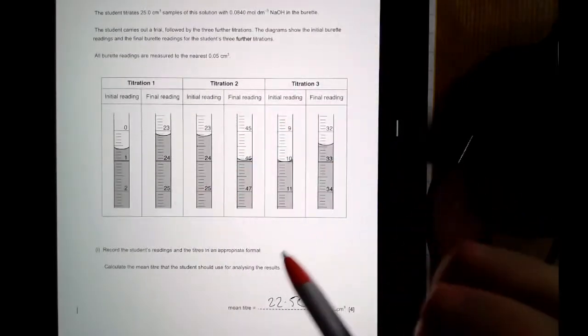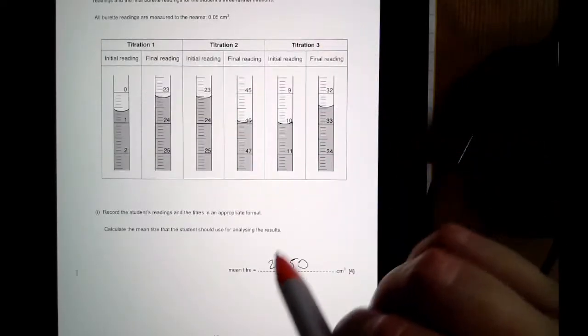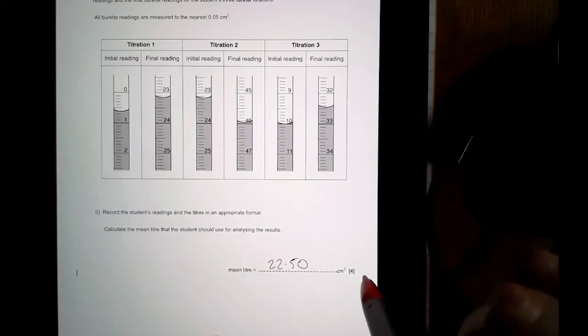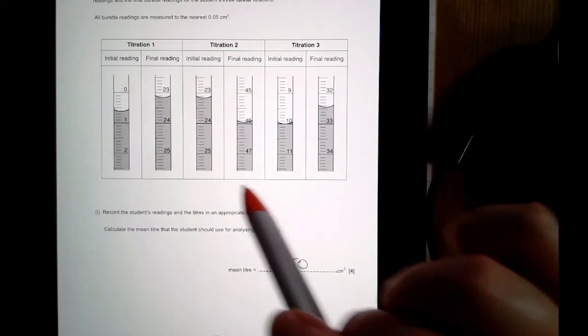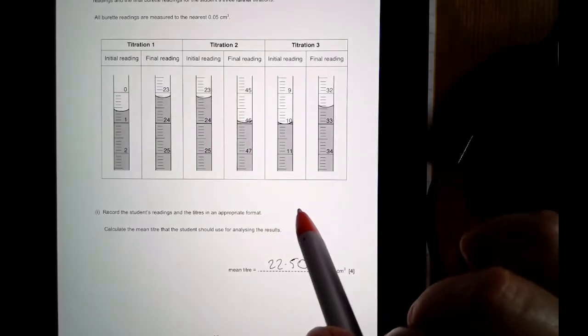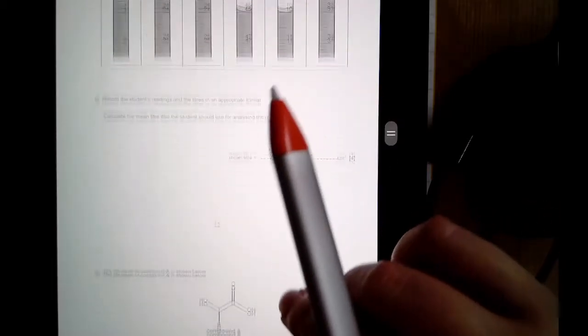The first thing you're asked to do is calculate the mean titre, which I've just taken from the mark scheme. So you're getting 4 marks for doing that, for just being able to read the initial and the final, working out each of the titres, picking out the concordant, and getting the average. So it's worth quite a lot of marks.